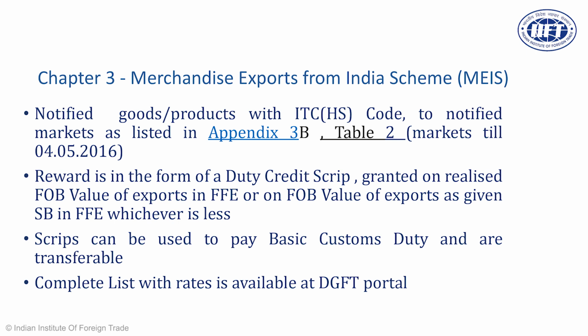The benefits given under the MEIS are in the form of a duty credit scrip. Once issued to an exporter, the duty credit scrip can be used by the exporter to pay basic custom duty for importing all kinds of items at the customs port, in the sense that whatever basic custom duty is applied can be debited from those duty credit scrips. And also these scrips are transferable. So a person who has the ownership of a scrip can transfer that scrip to another exporter who might be willing to use it and pay for it.